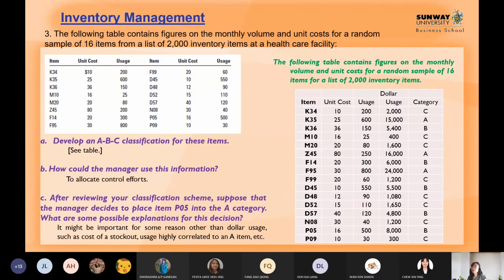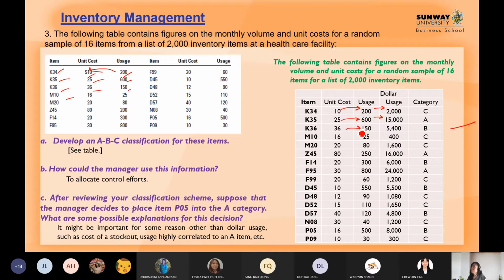Okay, so this is the table figure on your cost, the item name, item code, and each item's cost, and how much usage, the quantity. So that's why you see how much that is. Then you develop the ABC classification, as you see in this table. 10 multiplied by 300, then you get 2,000. Okay, 25 multiplied by 600, so you get the number 15,000.